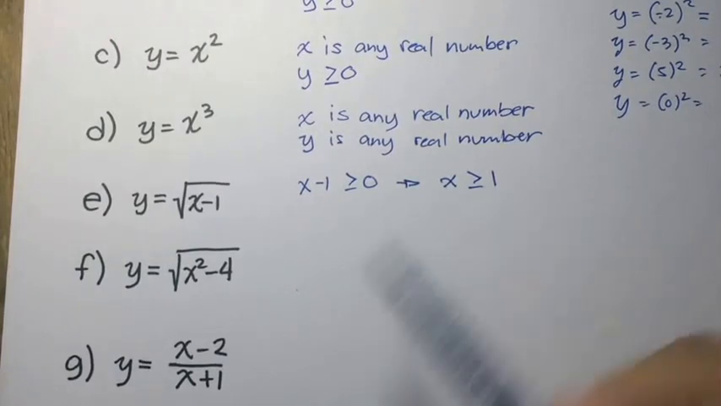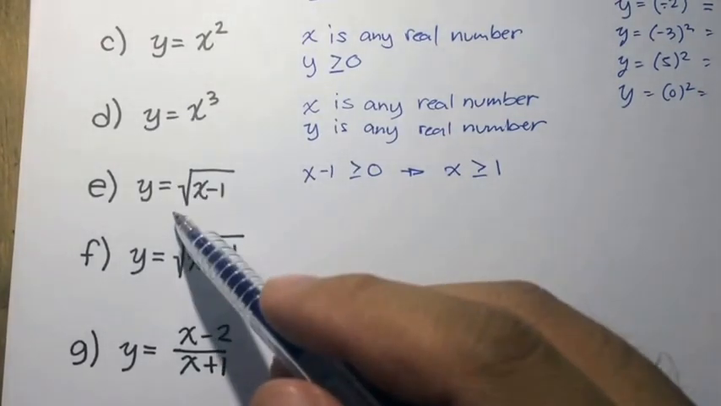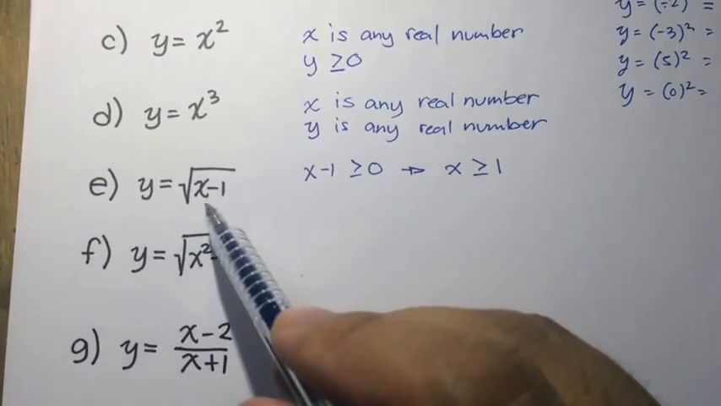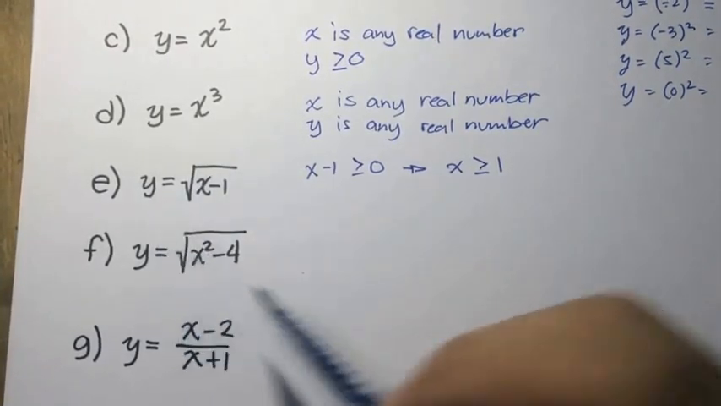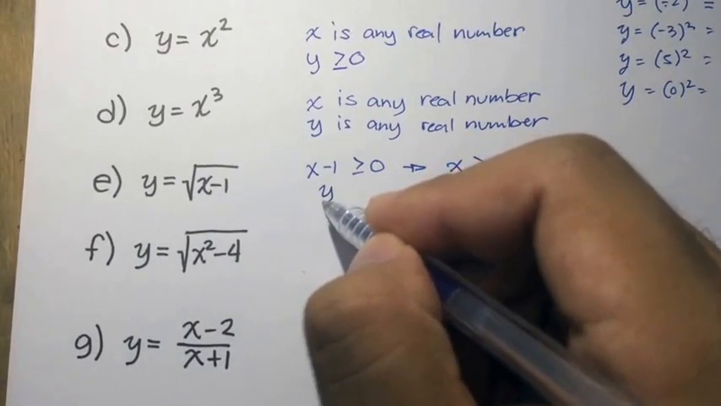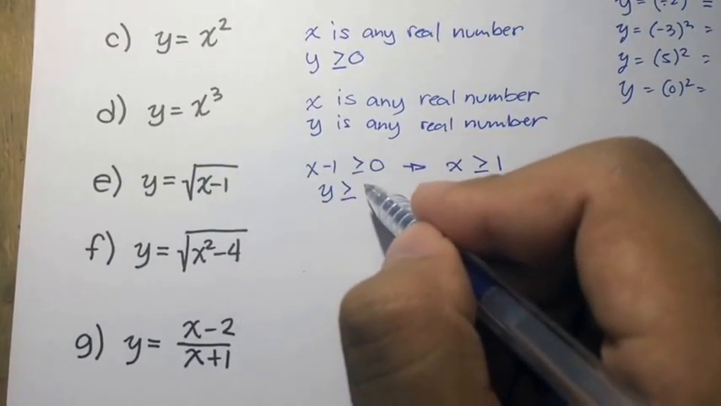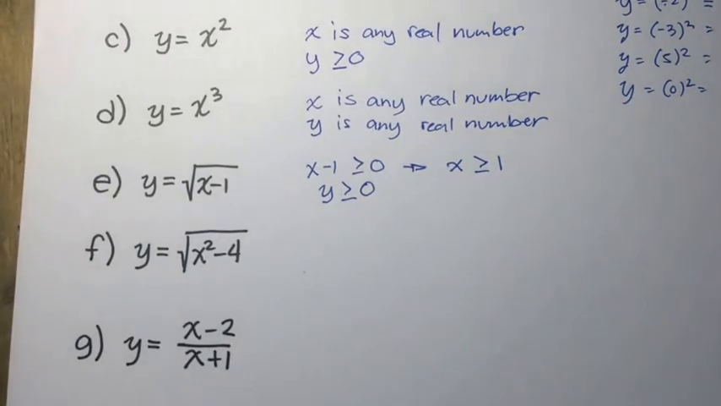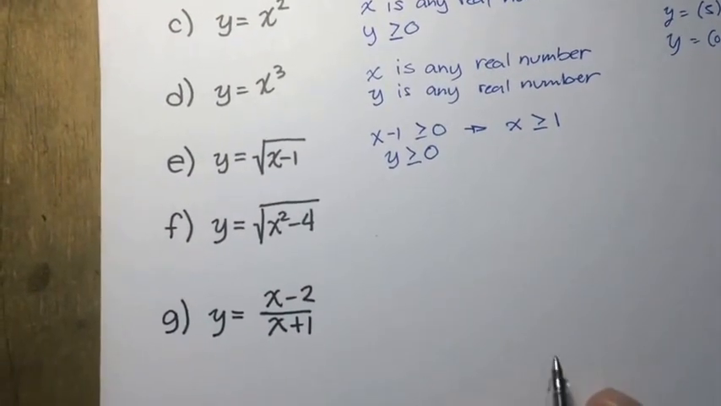So that is not a real number. So here is the answer. X is greater than or equal to 1. That is the domain. Now for the range, I can see that if I substitute 1, I get 0. If I substitute any higher number, I will get a higher number. So y is showing up to be greater than or equal to 0. Any number that is greater than or equal to 0 can appear as y.